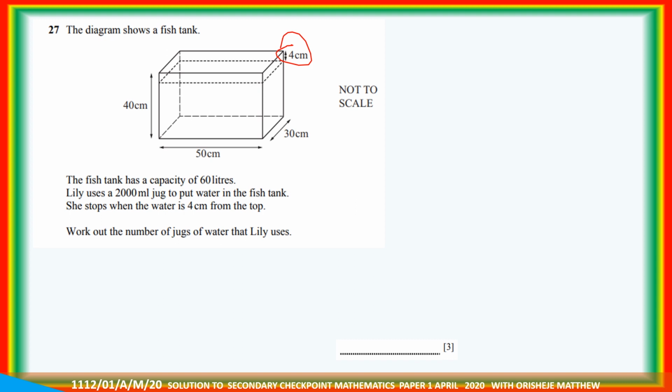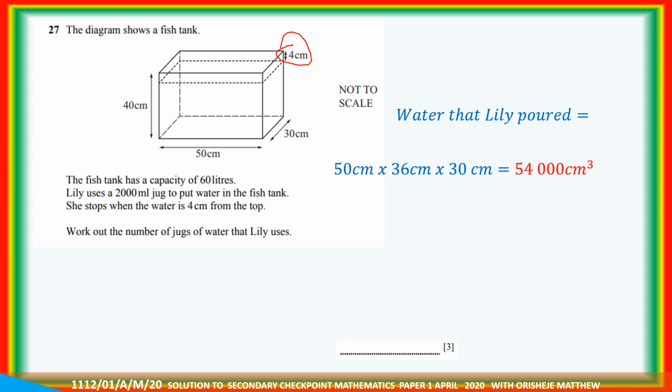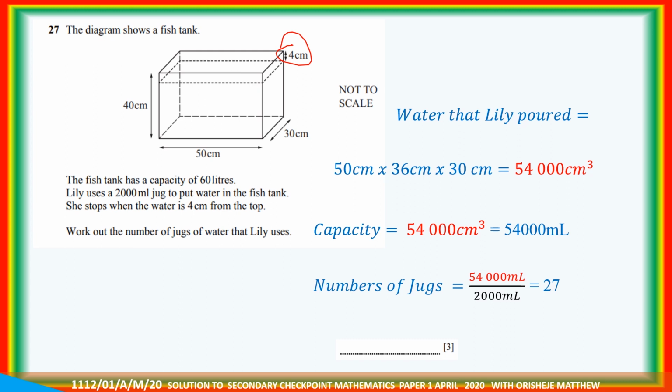First of all, calculate the water that Lily poured. That is 50 times 36 times 30, which will give me 54,000 cm³. Mind you, 1 cm³ is the same thing as 1 milliliter. So 54,000 cm³ is the same thing as 54,000 milliliters. If you divide that by 2000 milliliters, that will give me 27 jugs that she poured.